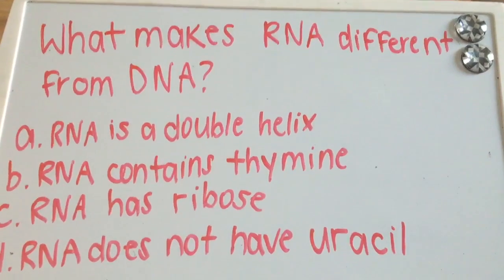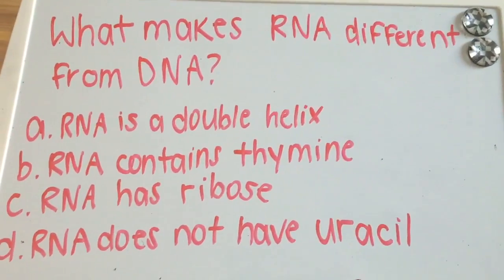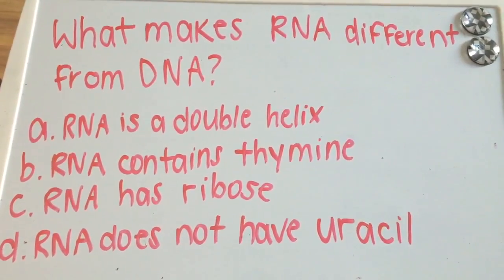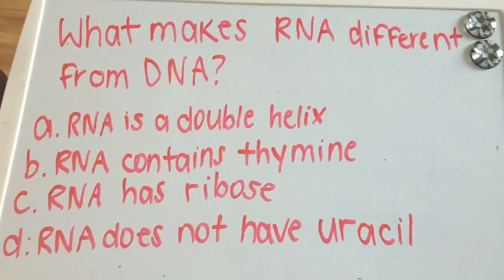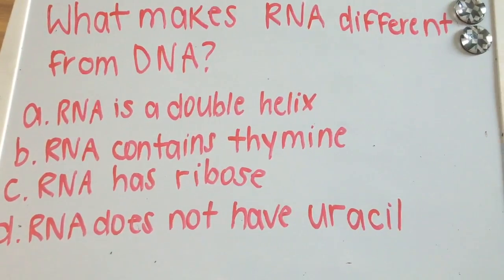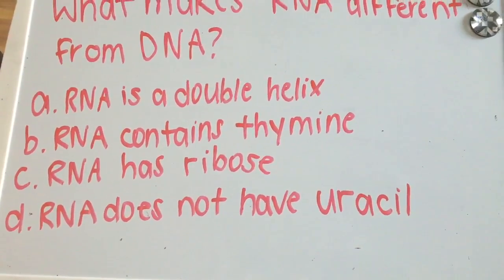Here's another question for you. What makes RNA different from DNA? A. RNA is a double helix. B. RNA contains thymine. C. RNA has ribose. Or D. RNA does not have uracil.